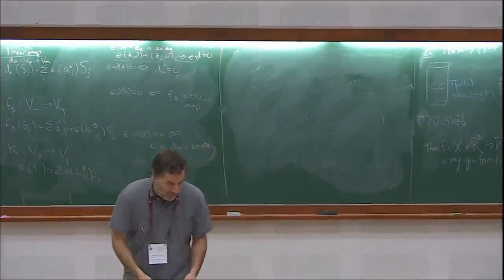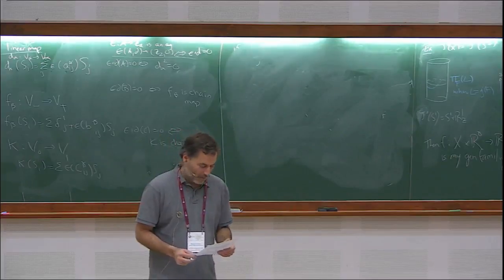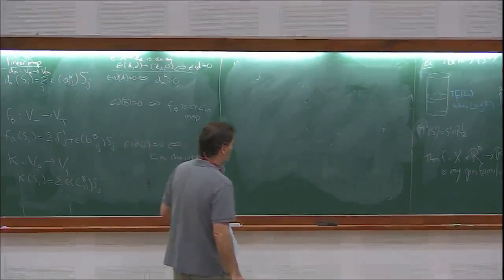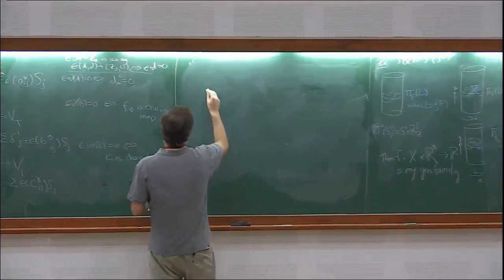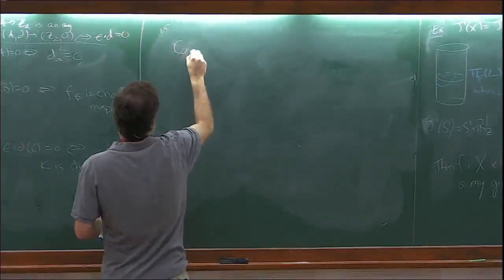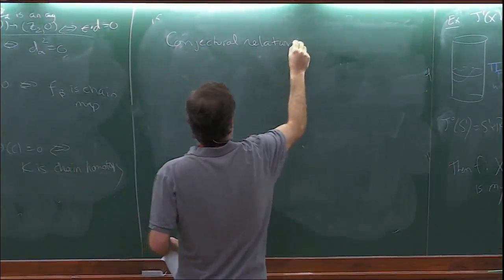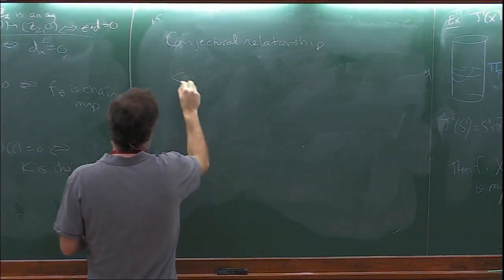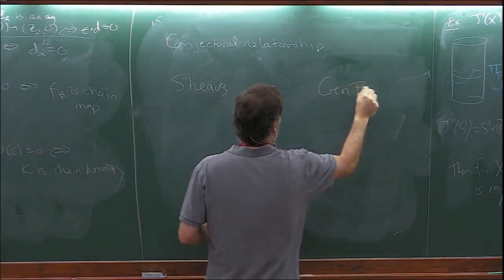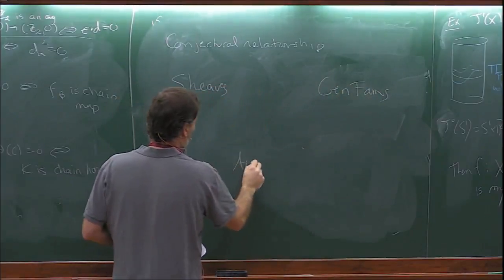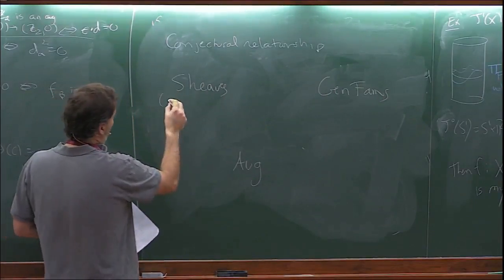Okay, so what do I want to end with in the remaining 8 seconds plus 5 minutes? I'm just going to write one picture down and then say a few things. There's a conjectural relationship between sheaves, generating families, and augmentations for a given Legendrian.